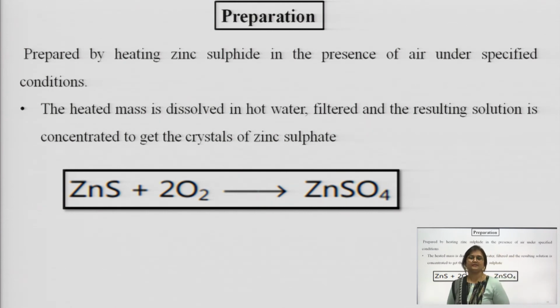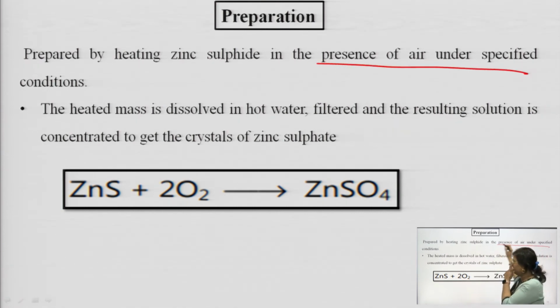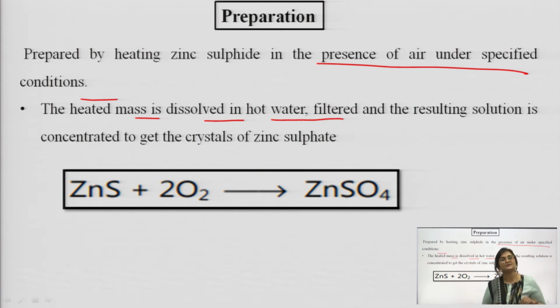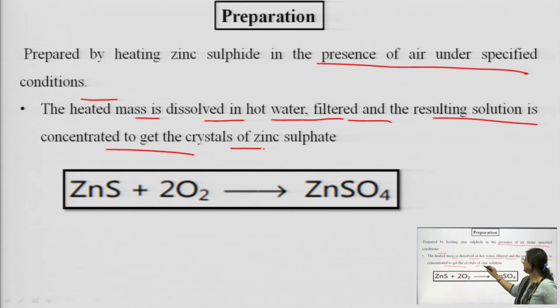Now we will see the preparation of zinc sulphate, or white vitriol. Zinc sulphate is prepared by heating zinc sulphide in the presence of air under specified conditions. The heated mass is dissolved in hot water first. It is filtered and the resulting solution is concentrated to get the crystals of zinc sulphate.